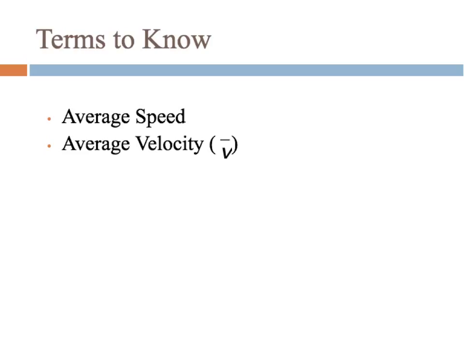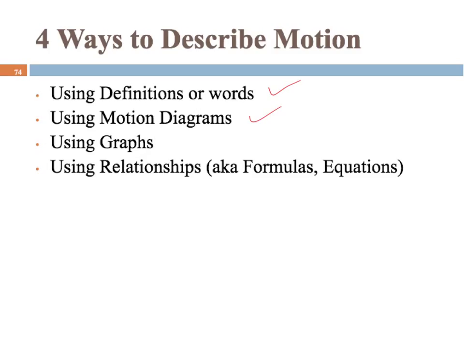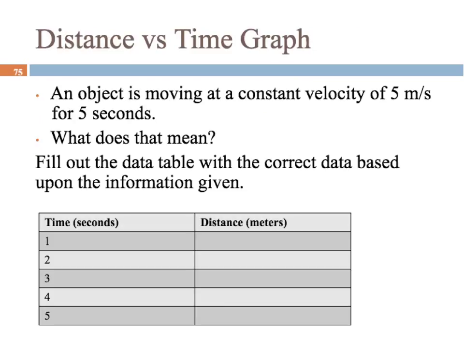Okay, so terms to know, average speed and average velocity. These are the equations to know. And so we are going to use definitions in words, motion diagrams. You already know that. We're going to be using graphs and relationships.